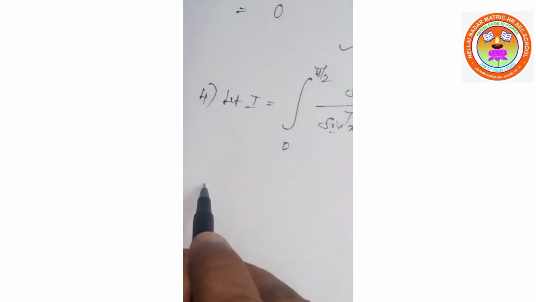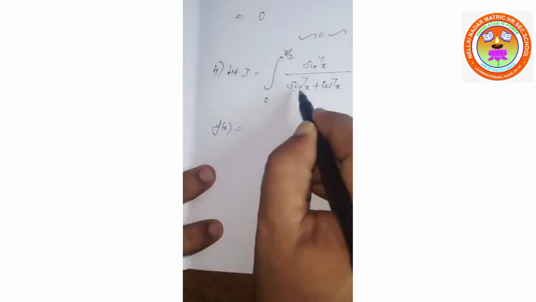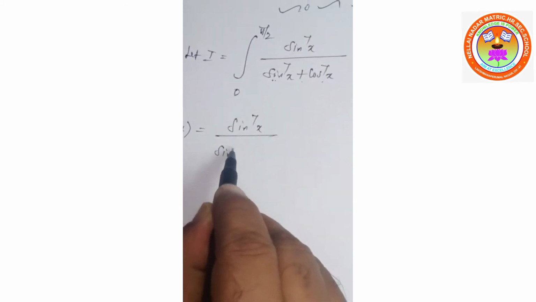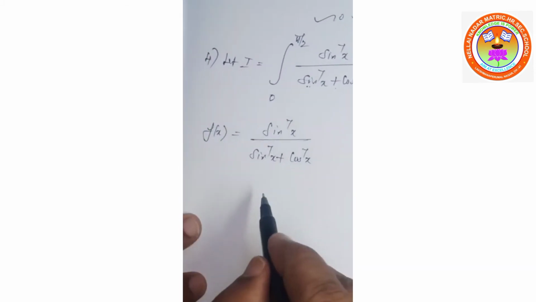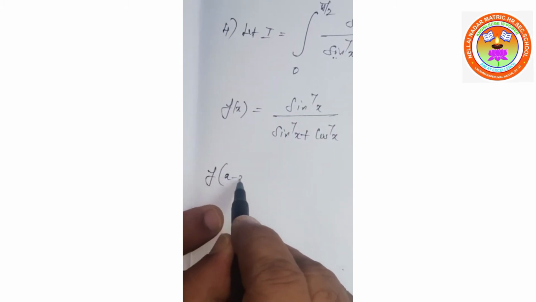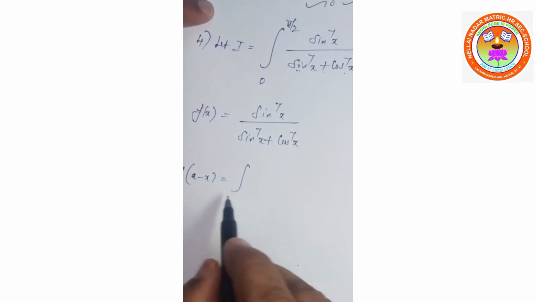So what is f of x? f of x equals sine power 7x divided by sine power 7x plus cos power 7x. I am going to find f of a minus x, right?